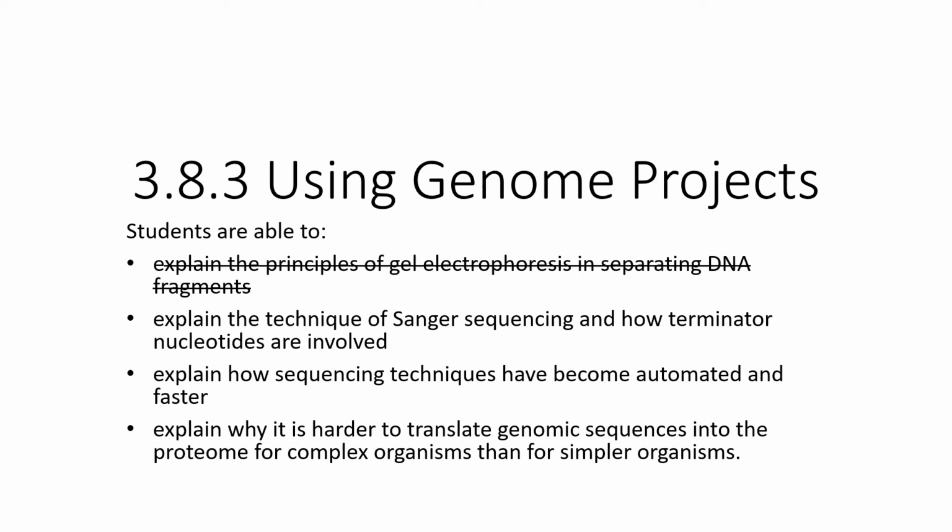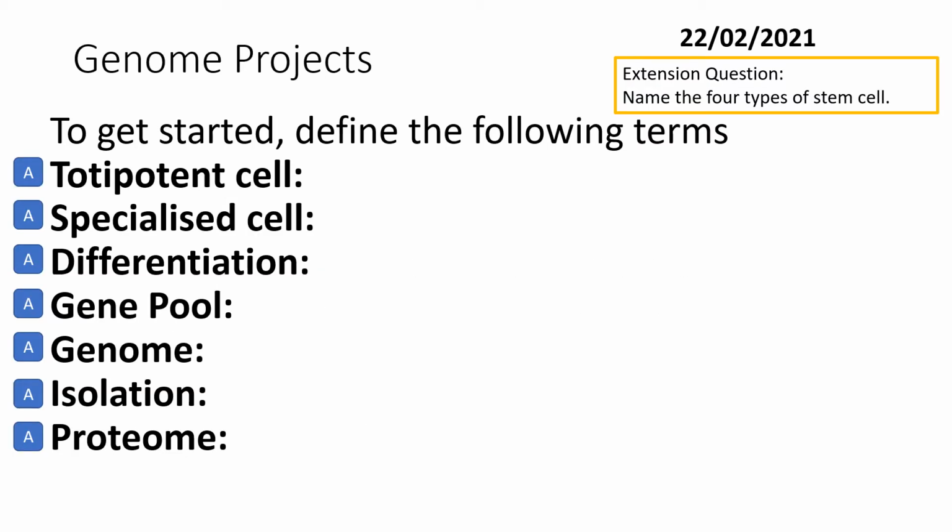This is an A-level biology presentation looking at Sanger sequencing in terms of genome projects. To get started, there's a number of terminologies that you should be familiar with. Go through each of the ones on screen, come up with a definition, and when you're ready, you can go through and check your answers. Pause the presentation now, and when you're ready, restart to check your answers.